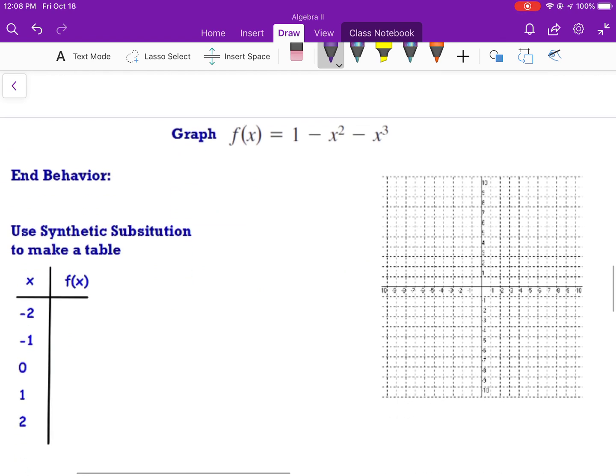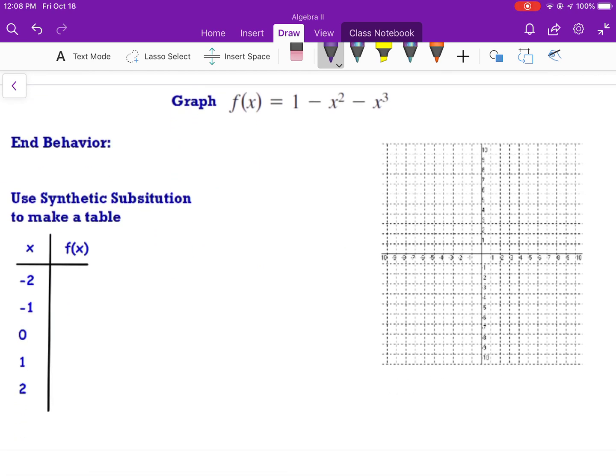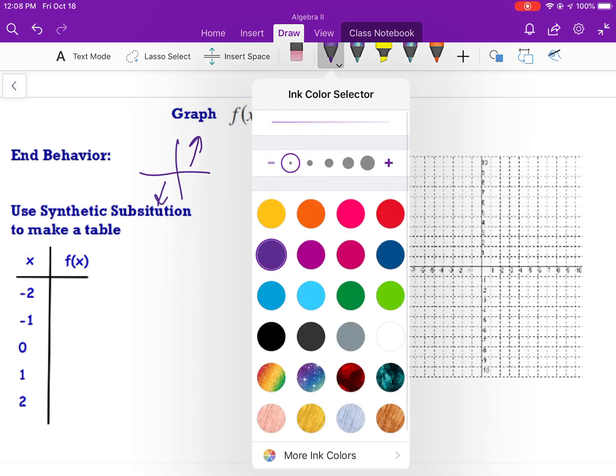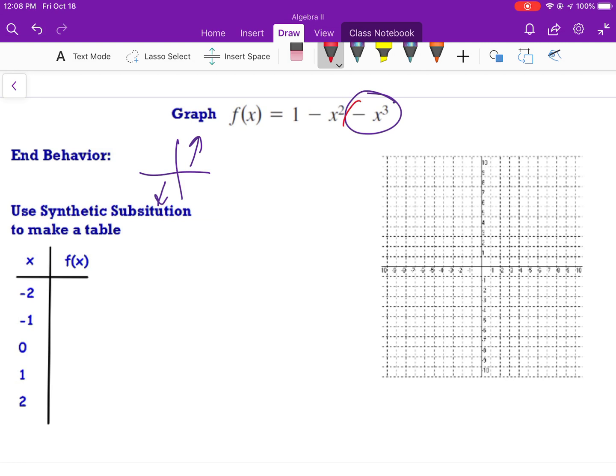So here's how this all helps me out. I'm going to use this to make my table, and I'm going to graph 1 minus x to the 2nd minus x to the 3rd. Now, we talked about end behavior in the last lesson. Because it's a cubic, it's going to look up on the right side, down on the left side, but because we've got a negative for an a value, it's going to be a reflection. So I know over here my graph is going to go up, and over here it's going to go down.